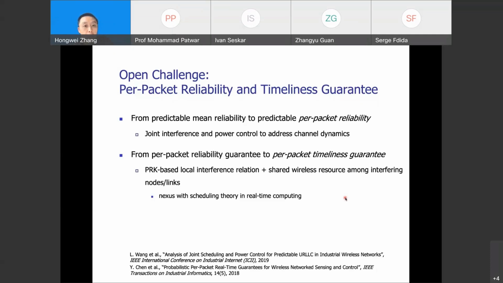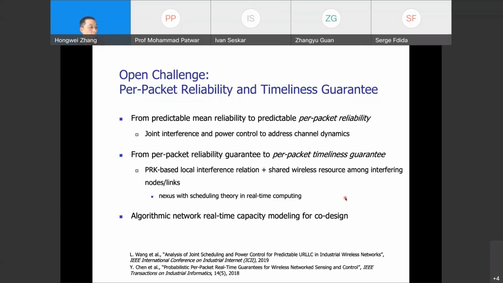So there's hope to design mechanisms to enable per-packet reliability and timeliness guarantees. But on top of that, by the time we need to integrate the wireless solutions with applications, we also need to look at how to model the algorithmic real-time capacity, so that you can enable the co-design of wireless network solutions and systems.